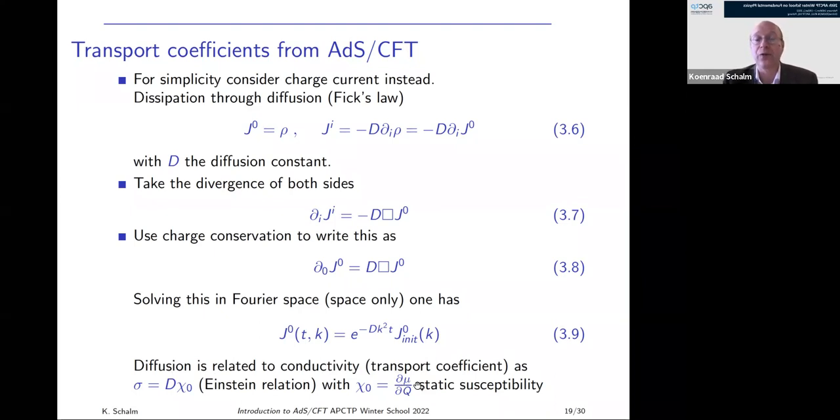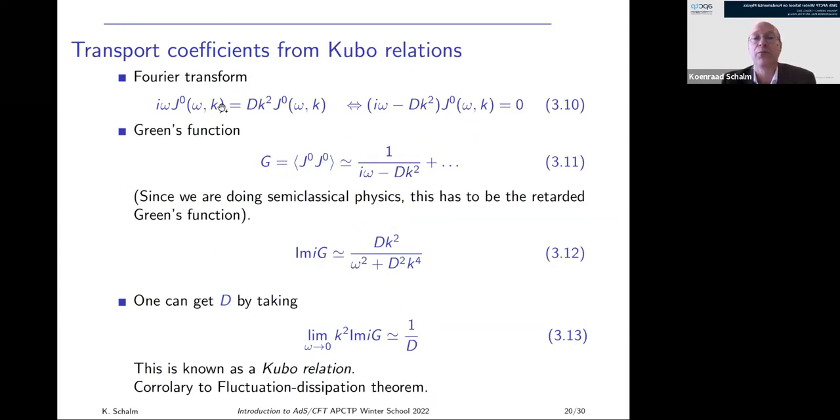Now, what we want to do is compute this object sigma. We're going to compute the transport coefficient. And we can do that from the same point of view, the same knowledge about the heat equation for J0. Let's show how that works. Let's now Fourier transform both sides of the equation. So I get minus i omega J0 is Dk squared J0 of omega, k. In other words, J0 as a function of omega, k obeys the dynamical equation i omega minus Dk squared is 0.